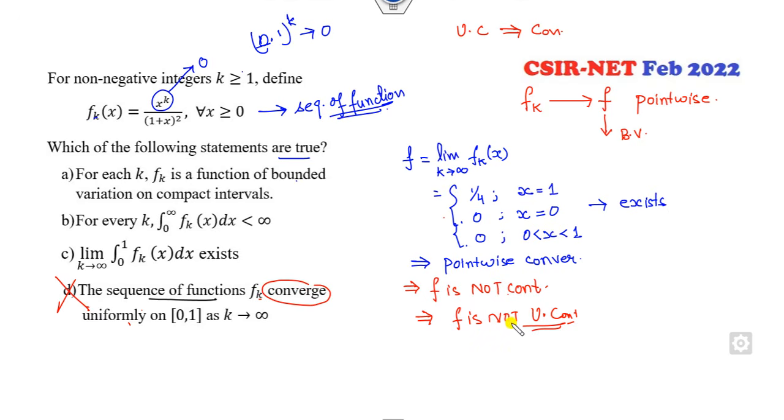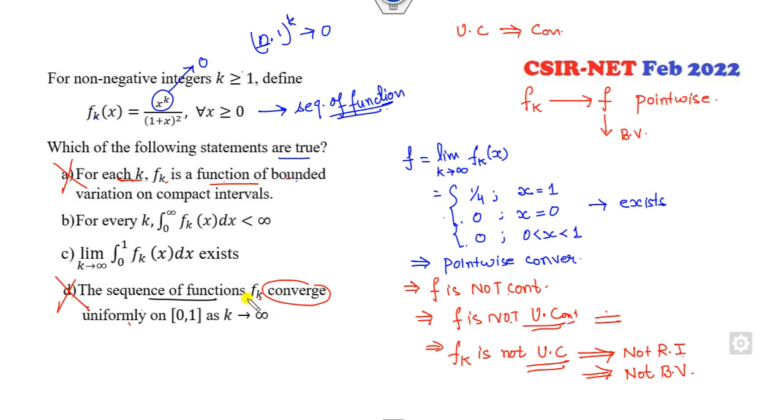Now if f is not continuous, what does it mean? It means fk is not uniformly continuous. It is not Riemann integrable. If f is not Riemann integrable, it implies it is not of bounded variation. So the statement that for each k, fk is a function of bounded variation is wrong. Fine, a very simple concept.